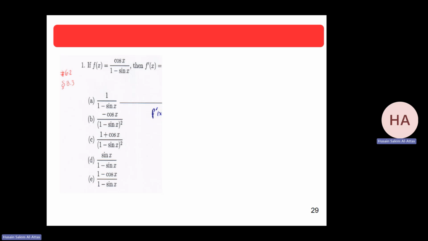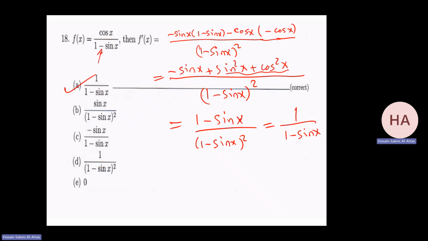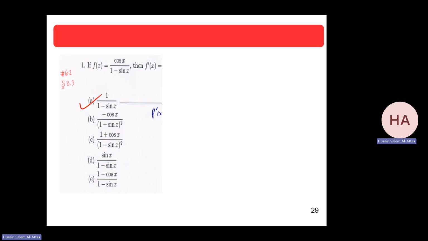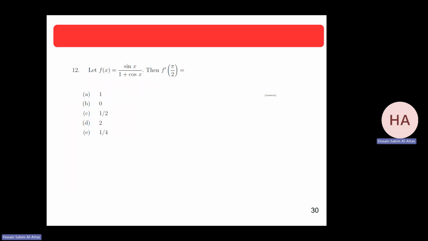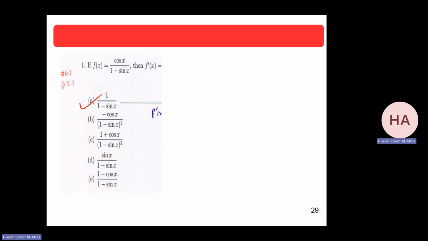Cosine x, yeah, this is the same question. Interesting, it comes the same question, so I have the same answer. No need to do it again. Sine x over 1 plus cosine x. Did I do it before?